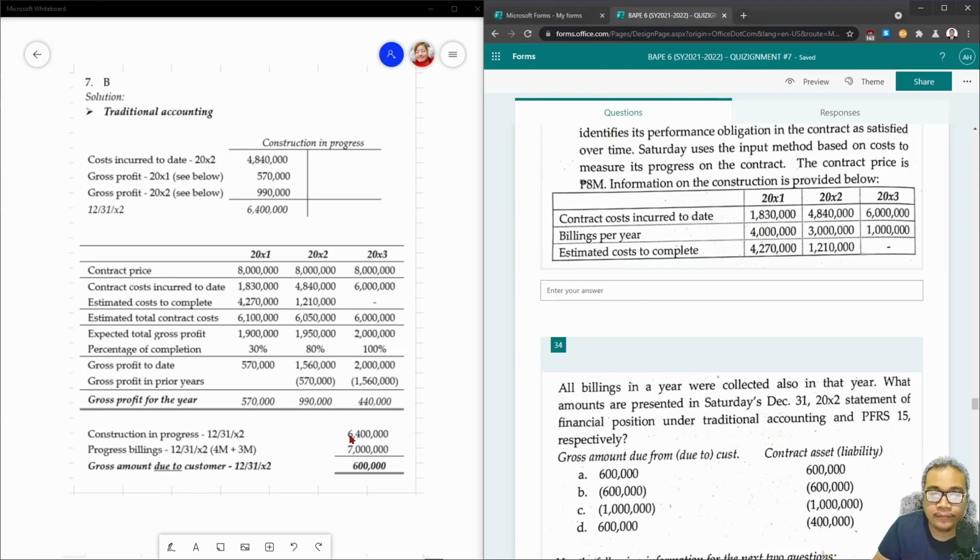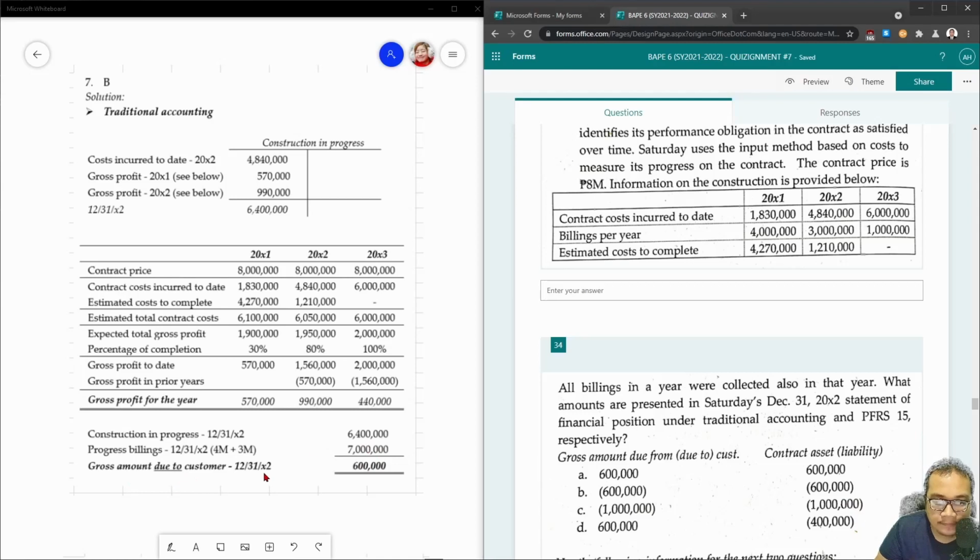Entitled ka lang sa 6.4. Yan lang yung entitlement mo. Pero humingi ka na ng 7 million. So, ano meaning yan? Gross amount due to customer, 600,000. 6.4 lang yung entitlement mo, 7 million ang hiningi mo. O, may utang ka pa sa customer. Basically, ganun. May liability ka pa sa kanya in the amount of 600,000, gross amount due to customer.